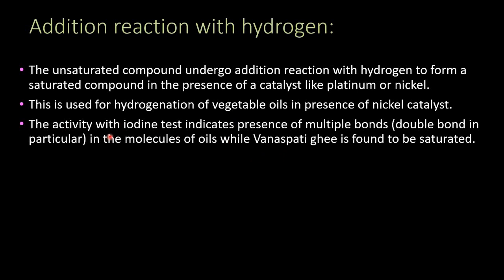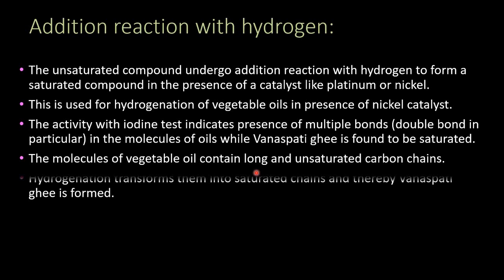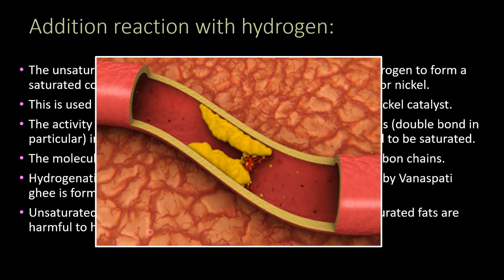We have seen in the activity that the iodine test indicates the presence of multiple bonds in the molecules of oils, that is vegetable oils only, while vanaspati ghee is saturated. The molecules of vegetable oil contain long and unsaturated carbon chains. Hydrogenation with hydrogen transforms them into a saturated chain and thereby vanaspati ghee is formed. We know that unsaturated fats containing double bonds are healthy, while saturated fats are harmful to health.